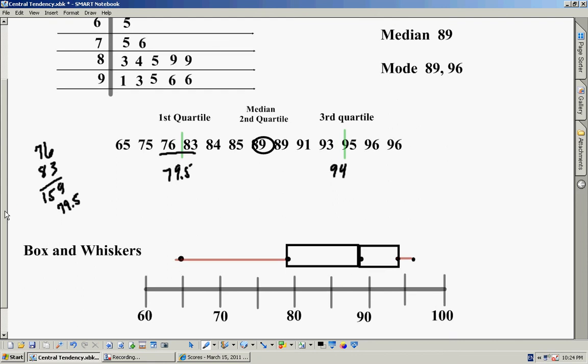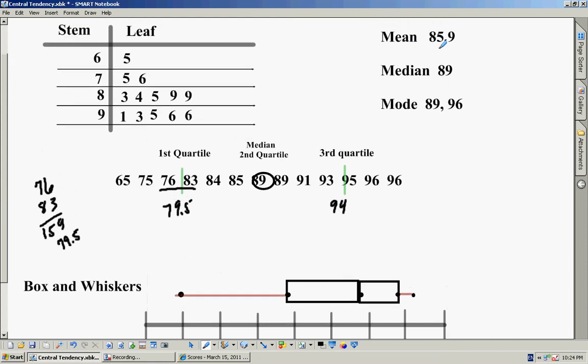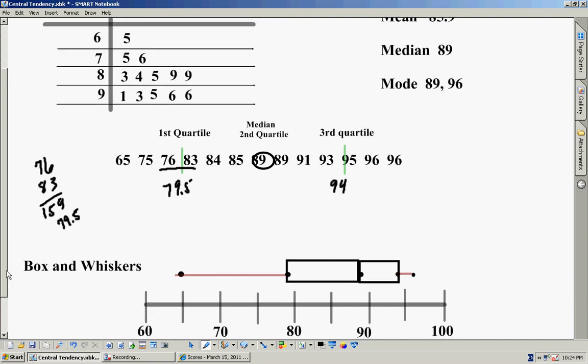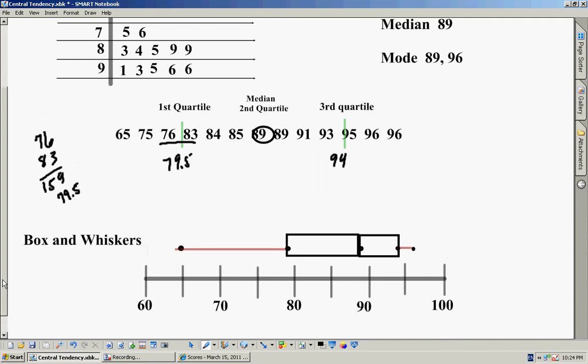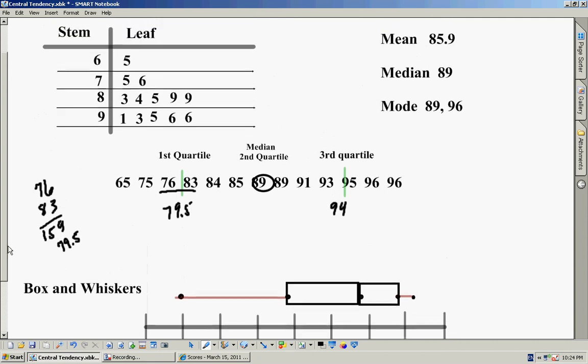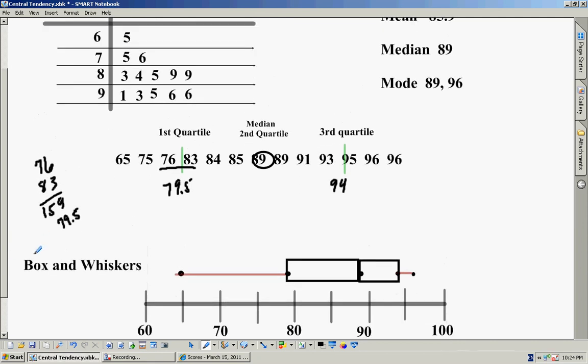Okay, and then let's check the last set of information. Your mean is 85.9, your median is 89, and your mode is 89 and 96. All right, so how do we do? If you made a mistake, do you see where your mistakes were? All right, now that was your practice.